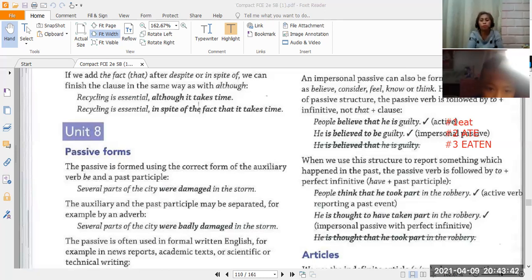Now we know which bird, of all of the possible birds in the world that it could be, we know which specific bird we're talking about. So we can use the definite article.